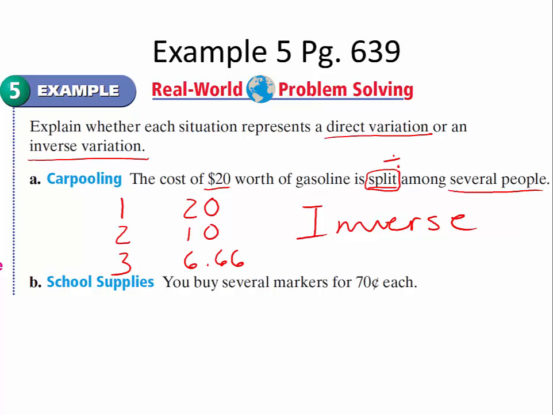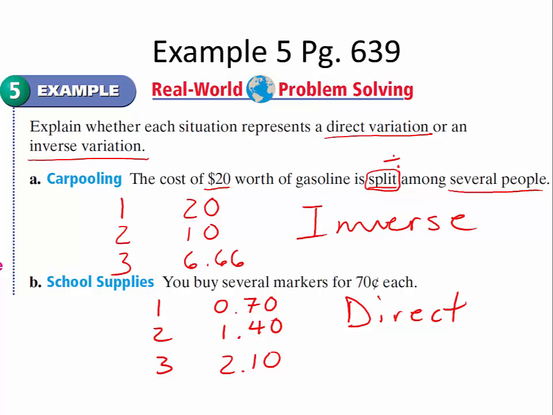It says in the next one, you buy several markers for 70 cents each. Well, let's see what that looks like. 1 marker is 70 cents. 2 markers is $1.40. 3 markers is $2.10. So what is the pattern here? Well, if you notice, you take your x value and you multiply it by 70 cents, you get, of course, your y. So 2 times 0.70 is 1.40. 3 times 0.70 is 2.10. Now, multiplying by 0.70, what does that sound like? Well, I hope you said direct. Or if you look straight down here, it keeps adding by 70 cents. So therefore, it's got to be a direct variation.